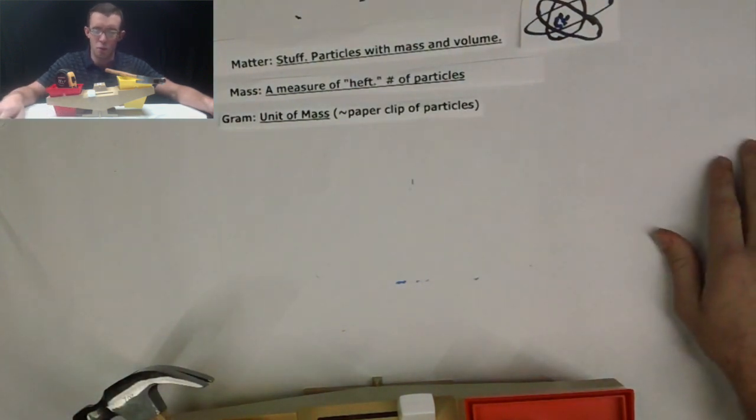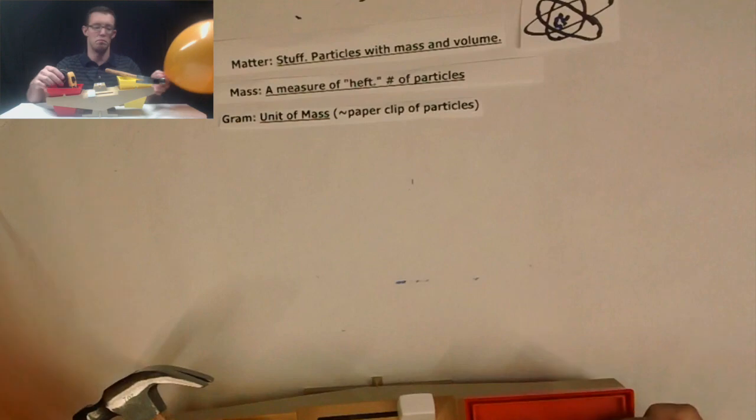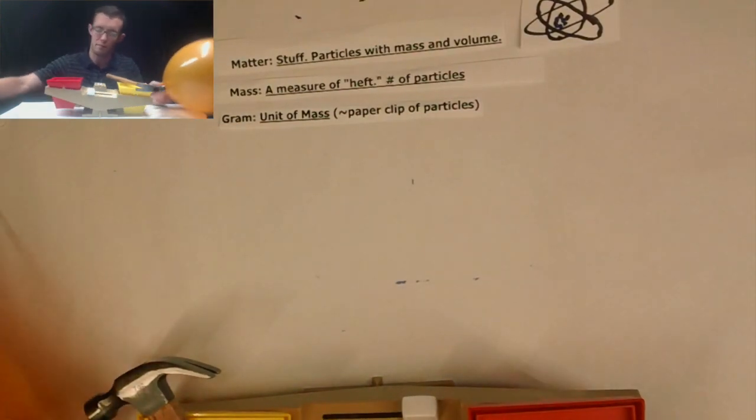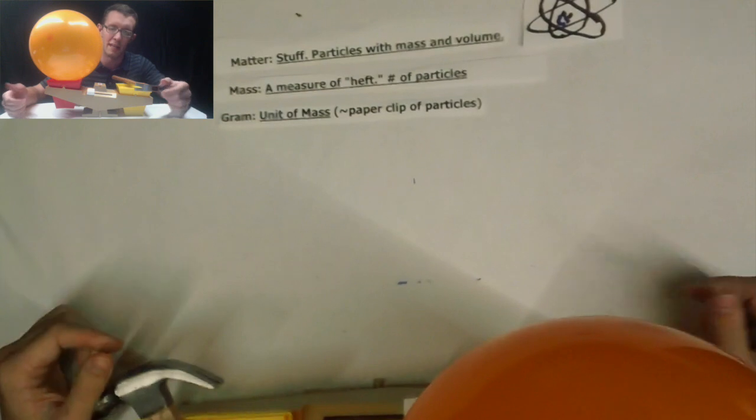To measure mass, we use a balance, okay? And I have a balance sitting in front of me. The way a balance works is you take two objects, put them on either side of the balance, and whichever side the object tilts towards has the most mass to it. In this case, the hammer has more heft to it than the balloon does, and it has more particles, more mass.